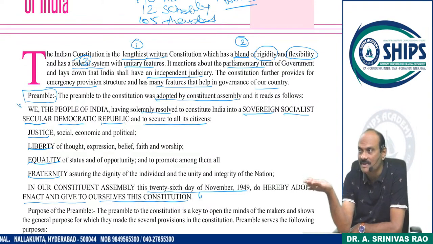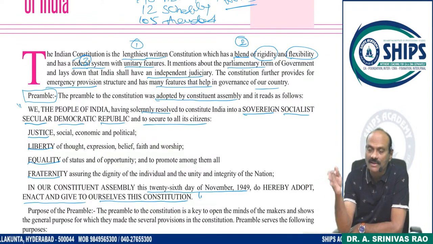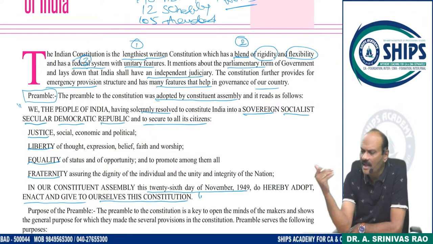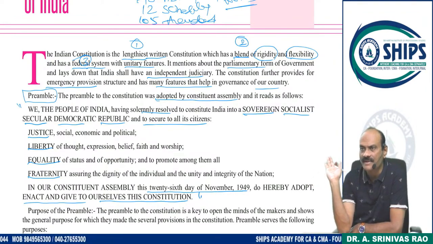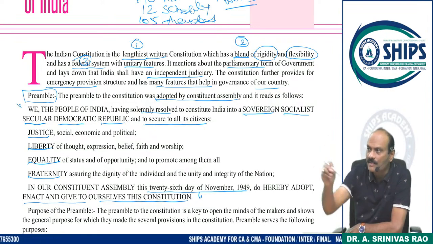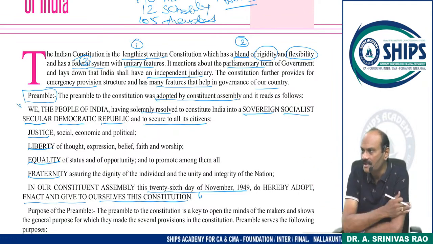Whereas in other countries, they follow something different. We follow the democratic republic. Republic means no royal family. Any person can become the president of India. Any person can become the governor of the state. No restriction that only one family should provide the president or a governor.